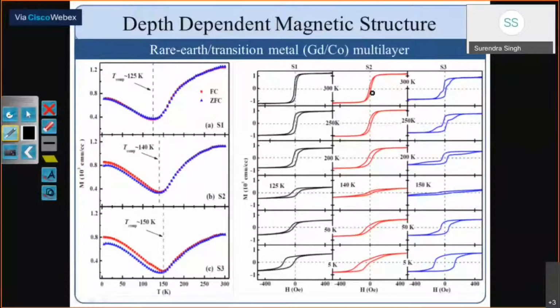In case of S2, we have a slightly different hysteresis loop, which shows a kind of asymmetry. This asymmetry increases at low temperature, and there is also exchange bias. Along the y-axis, we also found a shift in the vertical direction. There was no vertical shift in S1, but in S2 we get a vertical shift. We get a horizontal shift because of exchange bias, but also a vertical shift in this hysteresis loop, which suggests there is additional pinning, maybe due to roughness at the interfaces.